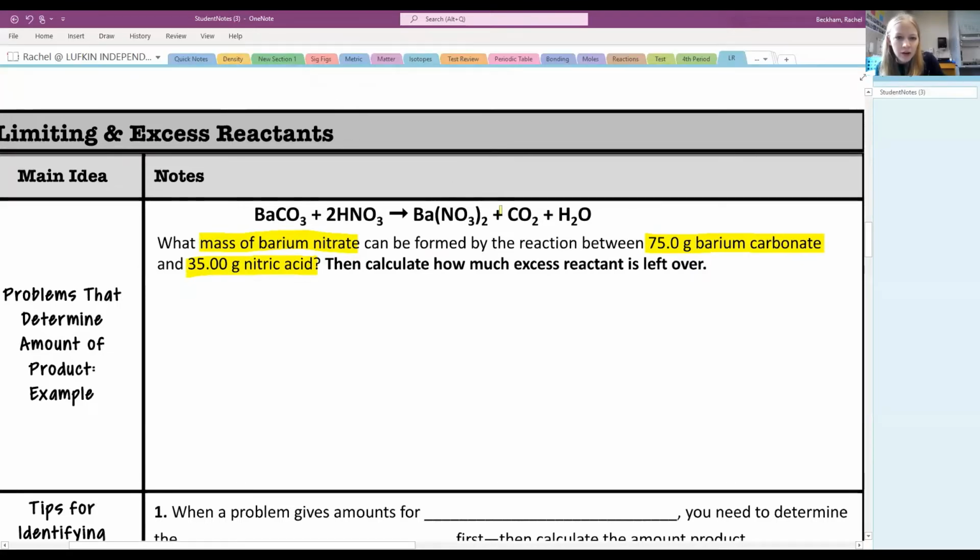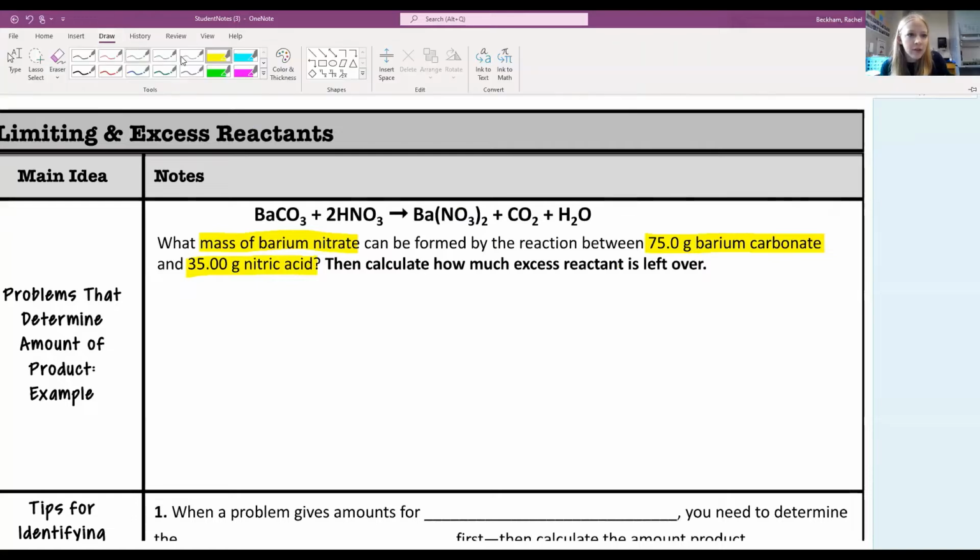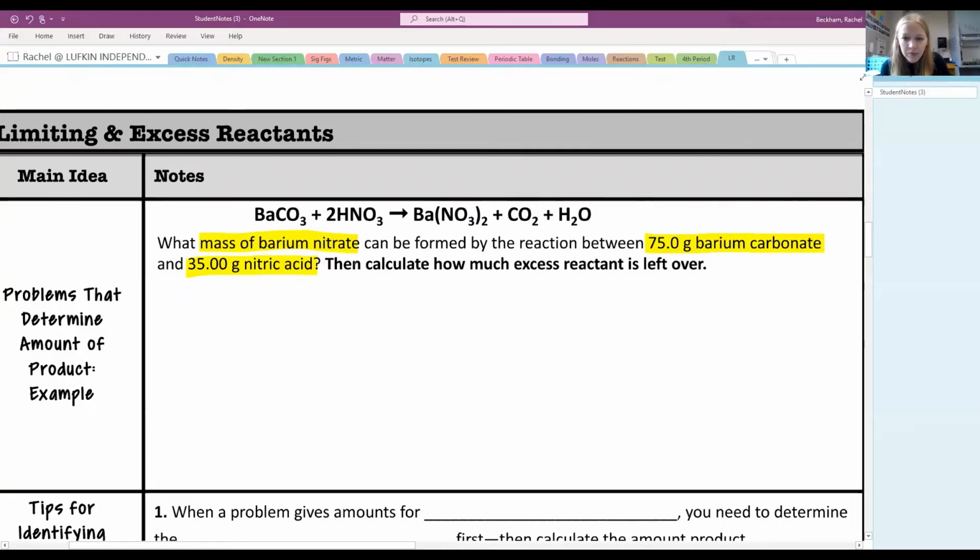Okay, so it's asking if you have this much barium carbonate and this much nitric acid, how much barium nitrate, or like we did, how many s'mores can you make? Well, first we need to figure out which one limits us. Okay, we got to figure out which one limits us. And because everything is in grams, we're probably going to want to get all the way over to grams. Okay, so we got to figure out which one is our limiting reactant in order to figure out how much barium nitrate we can make.